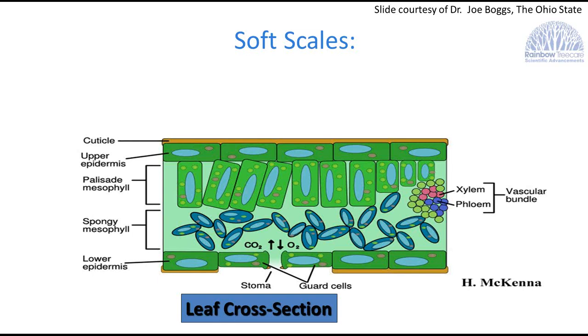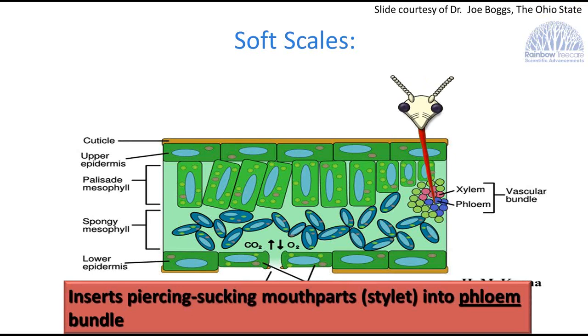But let's see how scales actually damage the plant. This slide, and actually the next slide on hard scales, is courtesy of Dr. Joe Boggs of the Ohio State. So this is a soft scale. It comes to the leaf tissue over here. It physically inserts its mouth, its piercing, sucking mouthparts, which are called the stylet, into the phloem bundle. So directly where nutrients and water are being passed up through, and sugars are being passed around the plant.